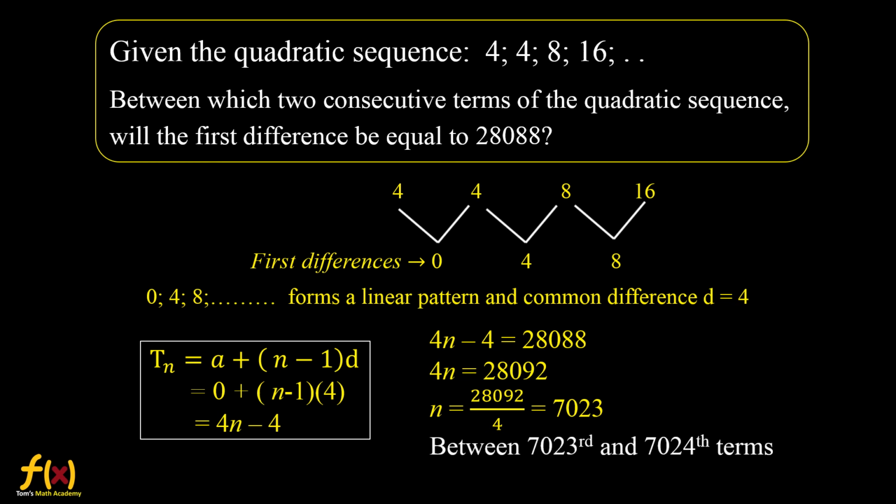Then we write between the 7,023rd and 7,024th terms of the quadratic sequence. Okay, the first difference will be 28,088. That's the meaning of the question. Okay, so we must calculate very carefully.